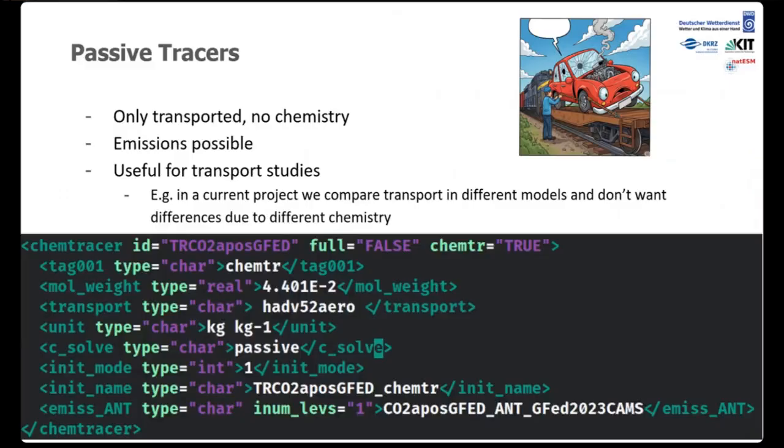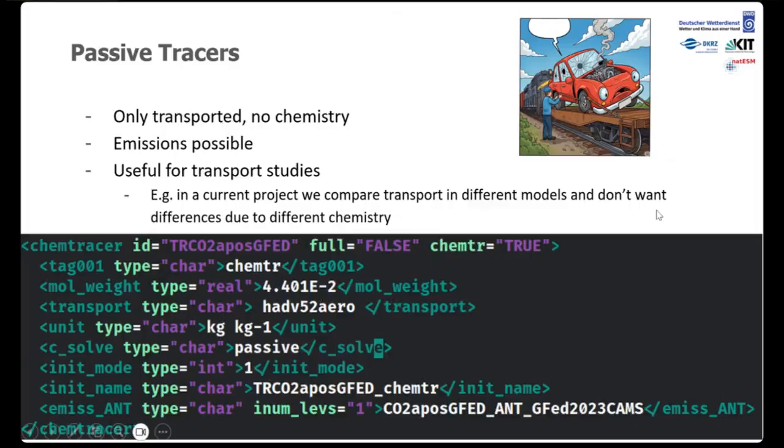So for example, currently I'm working in a project where we are comparing transport processes in different models. And as we don't want any differences between the models due to chemistry, we decided to do passive tracers. In this case, we only do CO2, or mainly CO2, which has a very long lifetime, so there it's okay. If you want to do, for example, OH or something similar with a very short lifetime, this will go horribly wrong. And I also gave you an example of the XML here down for the passive tracer.